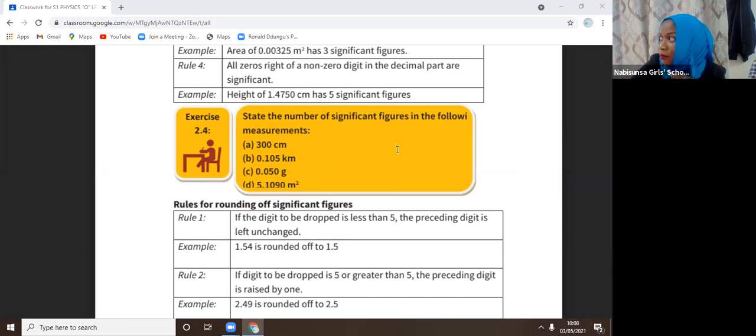Excuse me, teacher. Yes, your name? Should you mention the reason? No, you don't need to mention the reason for me. Just write for me the number of significant figures. Okay, thank you. In your book, and you post your work, you send me your work, okay? I'm waiting to mark it. Any other question?